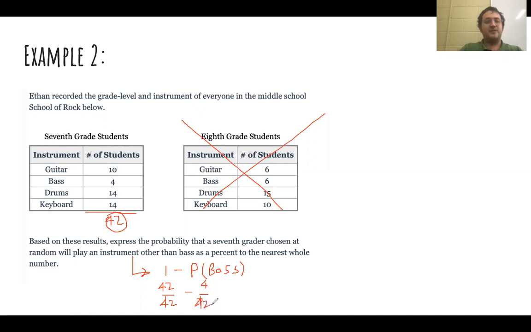You could also just simply add up the 10 and the 2 14s to get 38 as well and get the same thing. So just as long as you're showing me what you entered in your calculator. So when we do 38 divided by 42, we get about 0.904, which is approximately 90%.